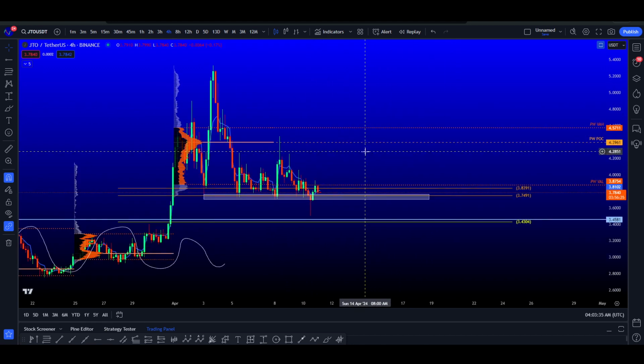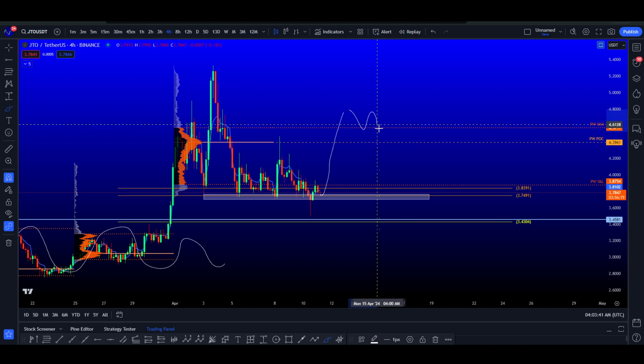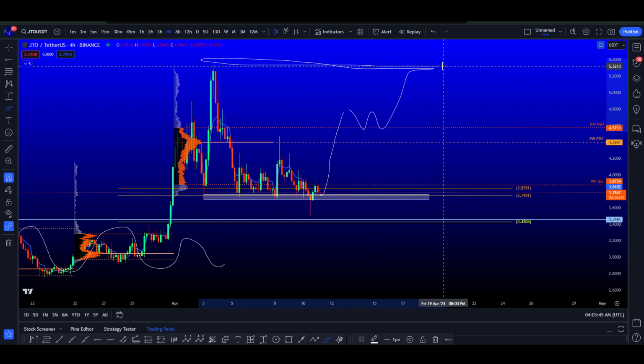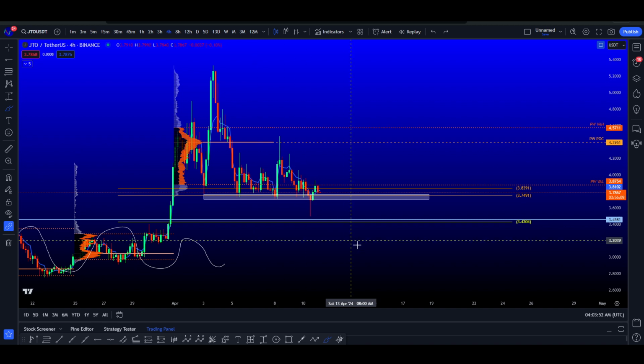And if so, we're going to aim for the value area high. And if that is reclaimed and we do start to get acceptance above this level, then we can aim for the highs, which sit at around $5.32. Okay, so that's pretty much it with JTO.